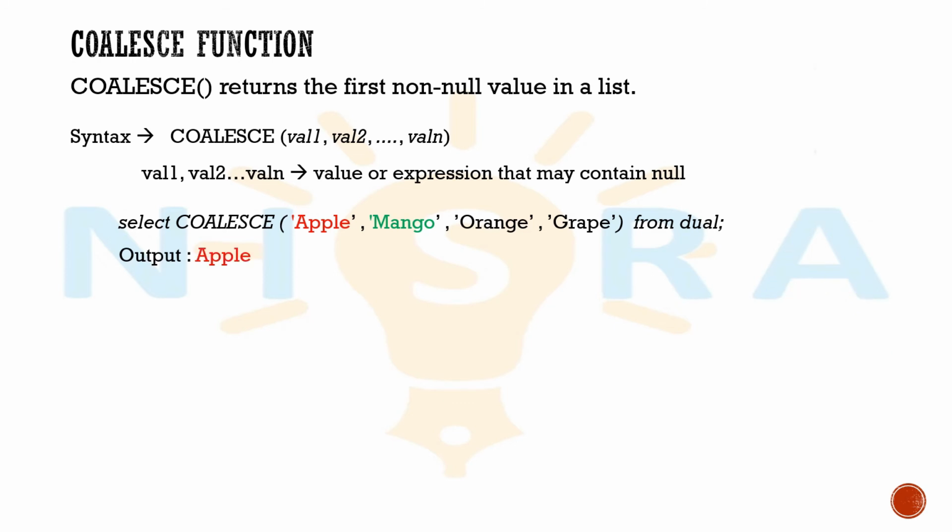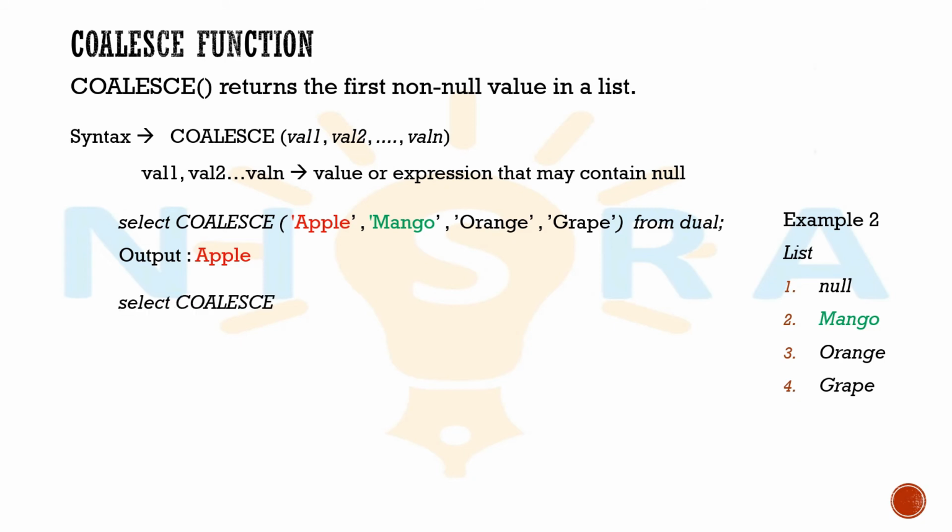We look into another example. Now I have a list like null, mango, orange and grape. To find the first non-null value, you can use COALESCE as select COALESCE of null, mango, orange, grape from dual. Here the first non-null value is mango, so the output will be mango.